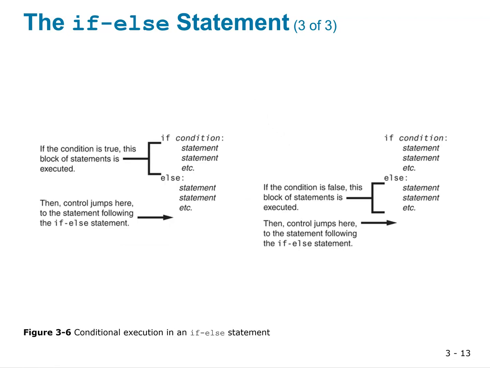So, if conditions break out like this. If this condition is true, we're going to do the statement block inside here. If the condition is false, we're going to do the statement block inside of here. Control afterwards, in both cases, follows afterwards.